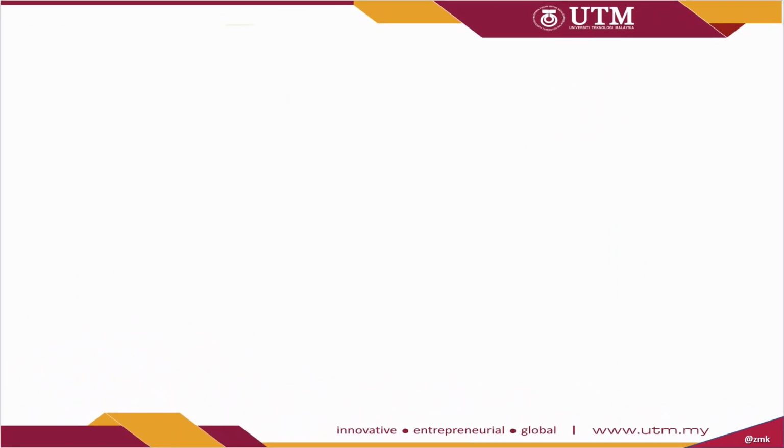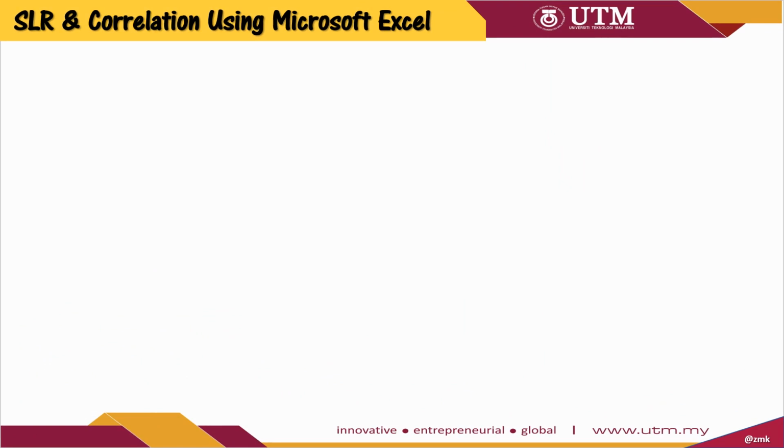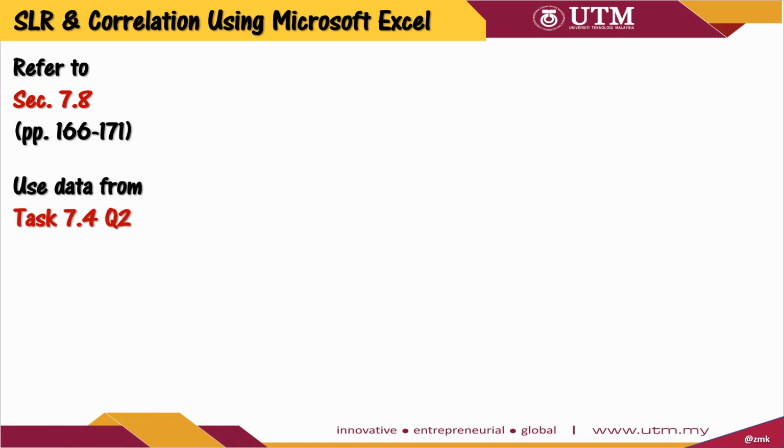Now we move on to learning the technique on using Microsoft Excel to perform a simple linear regression and correlation analysis. You may refer to section 7.8 in the Statistics for Engineers textbook, pages 166 until 171 for the detailed steps and procedures on using this technique. In this video, you may refer again to the sample data from task 7.4 question 2 on the relationship between the number of defective components produced by a machine and the machine speed. The procedure to use Excel is as follows.